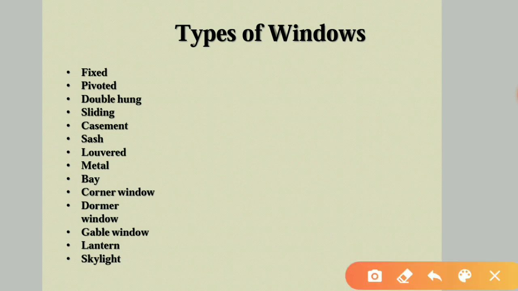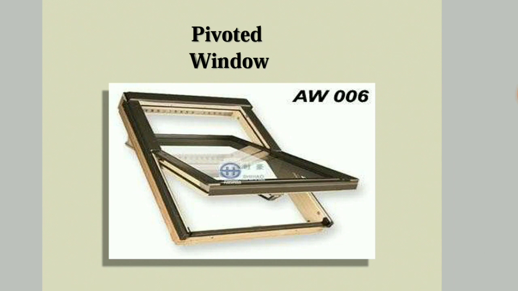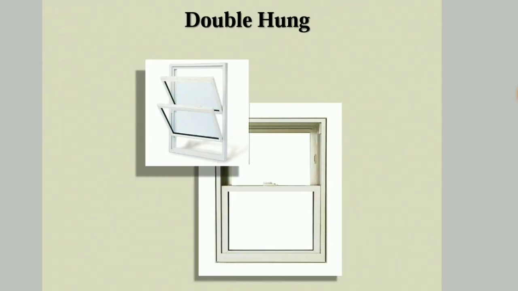So next, coming to the types of windows, if you see, there are so many types. Fixed windows, mostly we see in houses, residential buildings, or fixed windows. Pivoted windows, double hung windows, sliding windows, casement, sash, lowered, metal, bay, corner windows, dormer windows, gable windows, lantern windows, skylight windows. Here you can see this is a pivoted window which can be rotated. Next one, double hung window. Two panes will be there.